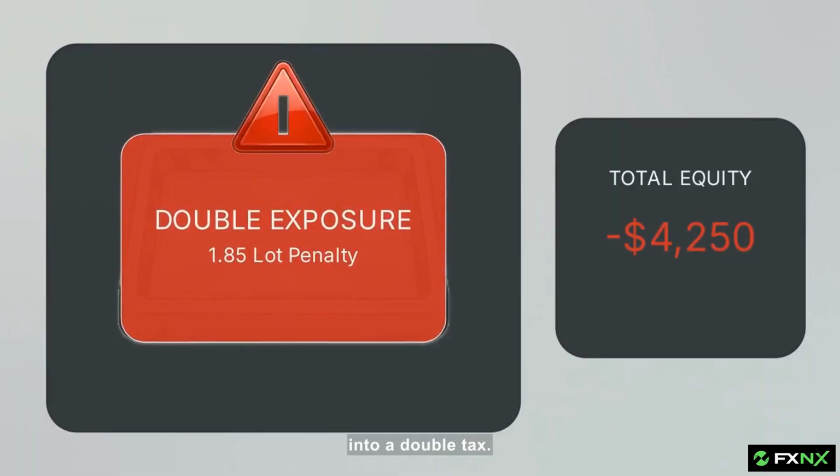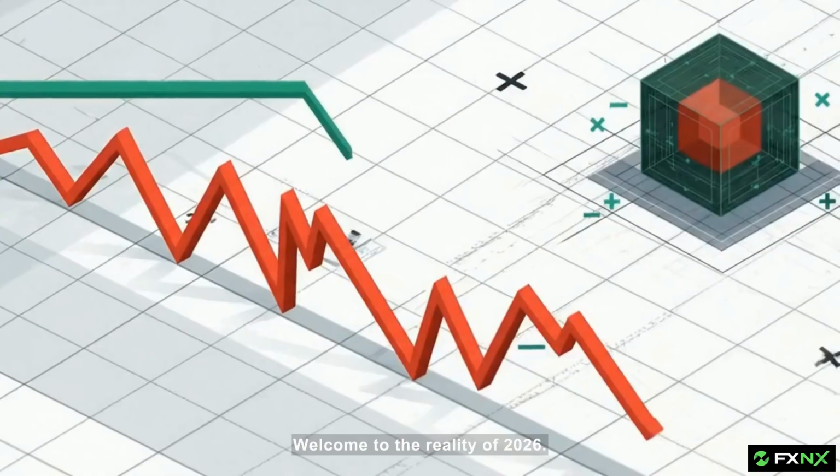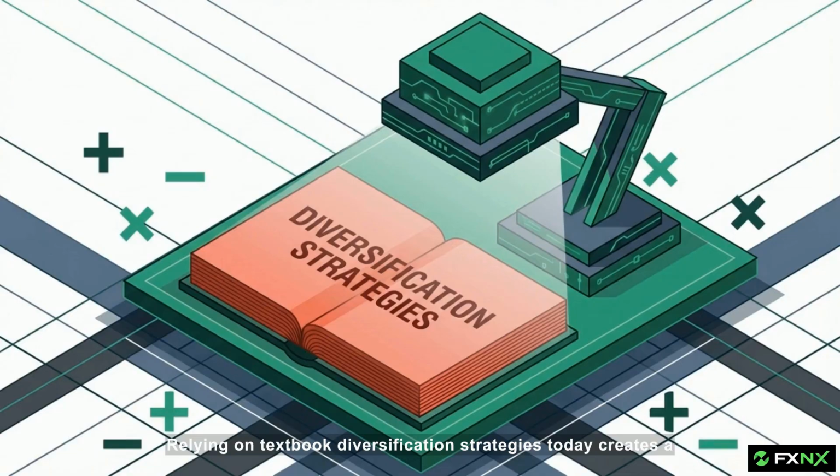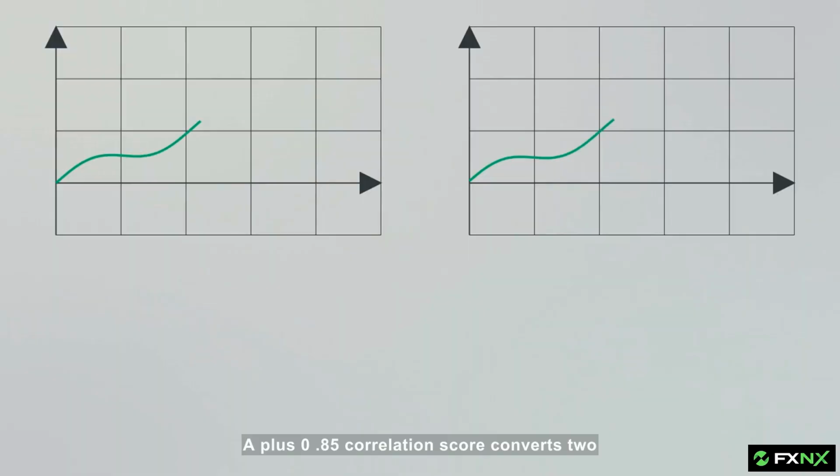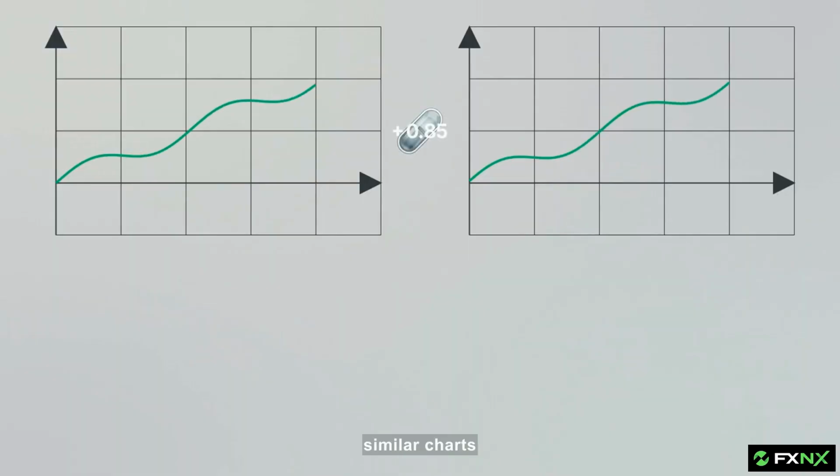The traditional relationships between currency pairs are actively rotting away, a process known as correlation decay. Relying on textbook diversification strategies today creates a dangerous illusion of safety. Behind that comfort, you are sitting on massive, hidden exposure to the exact risks you tried to avoid.